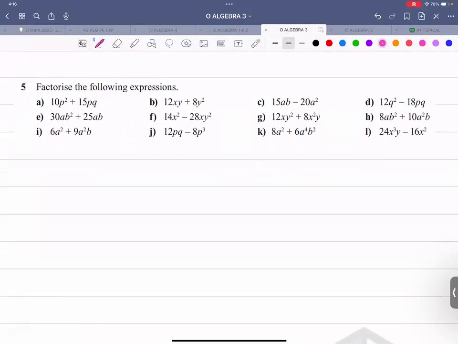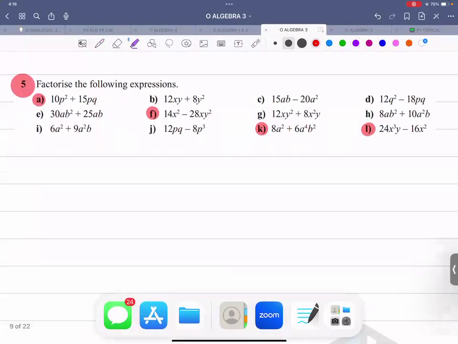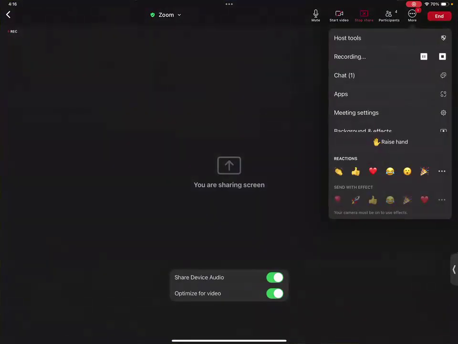Factorize the following expression. Now, I'll pause the recording for a while. Let me mark some questions. You will try it out, and then I'll solve it after you have tried it out. Very simple, very basic. So this is 5. And then try out A and F and K and L. Try these 4 out. Till that time, let me pause the recording.